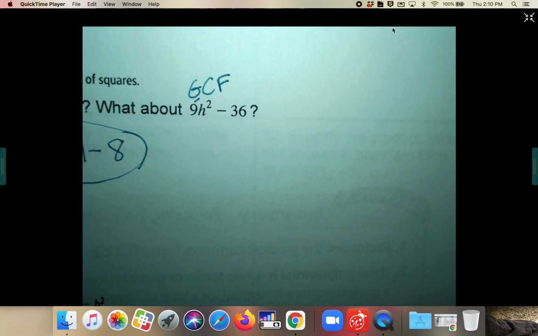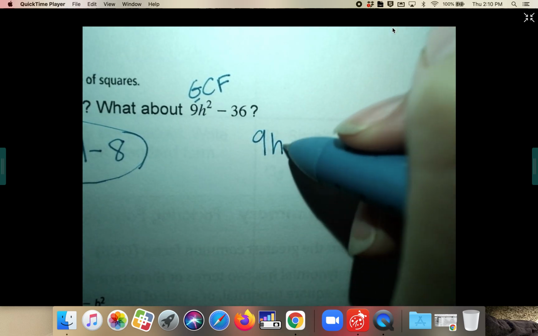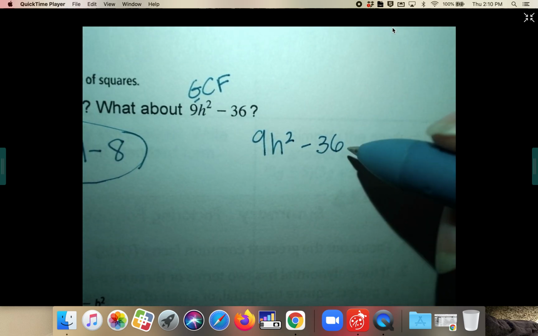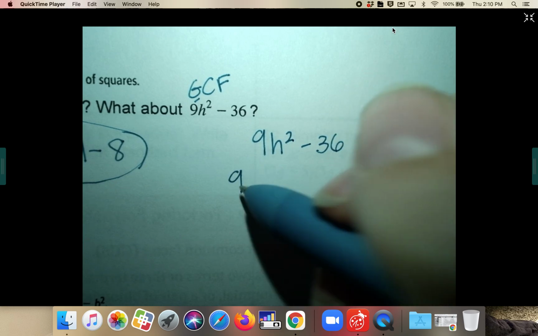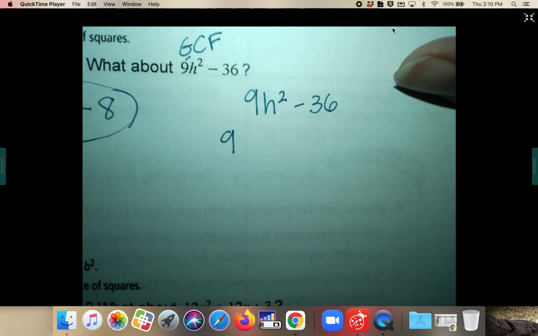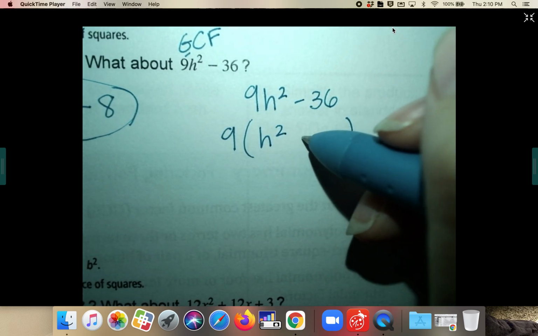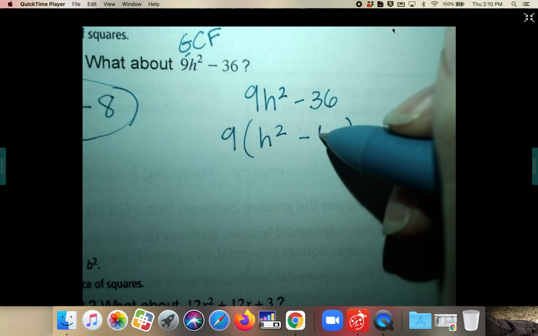Anytime you can factor out the greatest common factor, you need to do that first. So the greatest common factor of 9h squared and negative 36 is 9 itself. So I'm going to pull out a 9. I'm going to divide out a 9. And that would leave h squared minus 4.